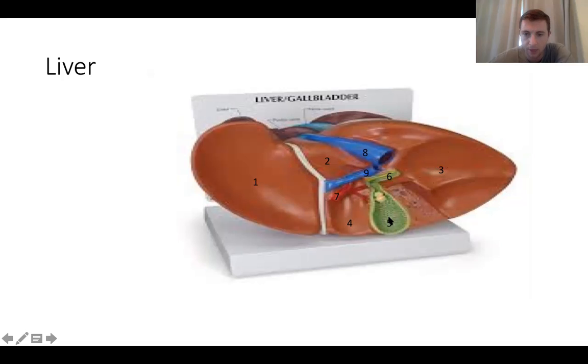5, this is the gallbladder. The gallbladder will go into here. This is the cystic duct. This artery right here is the hepatic artery. 9 right here, this label right here, number 9 is the hepatic portal vein. And 8 right here is the inferior vena cava. Okay, so that's the liver.